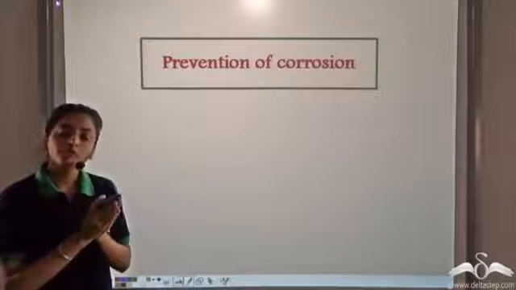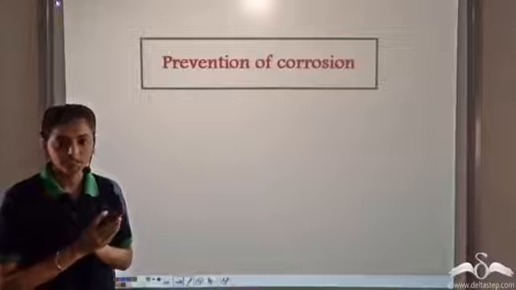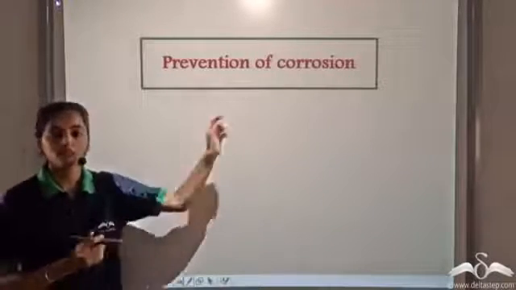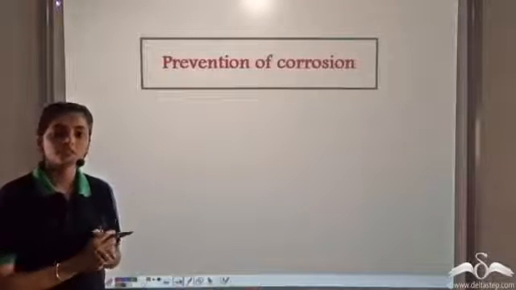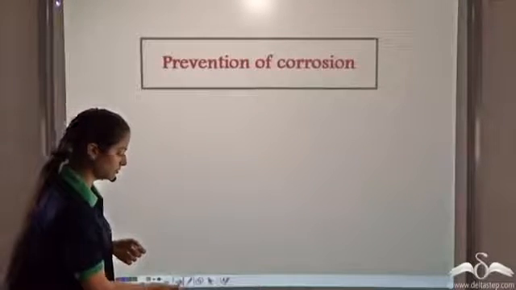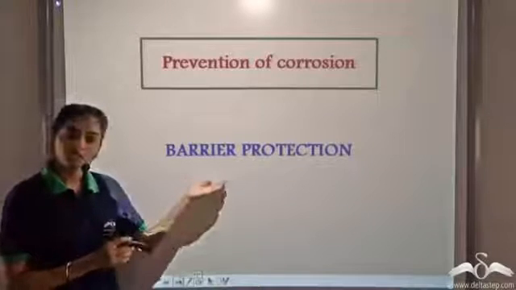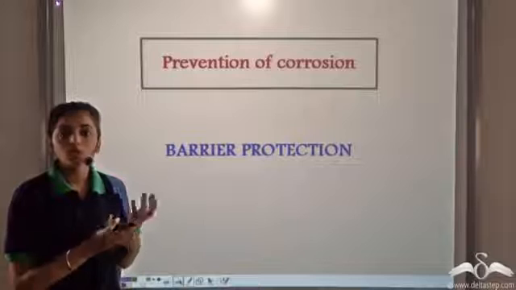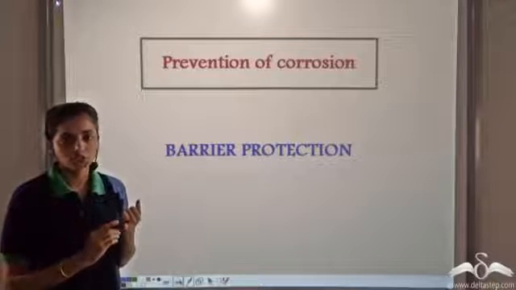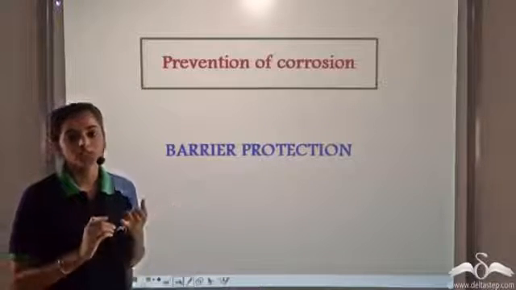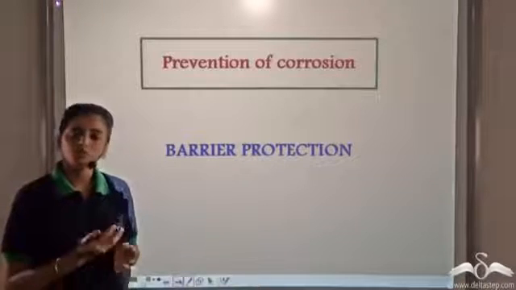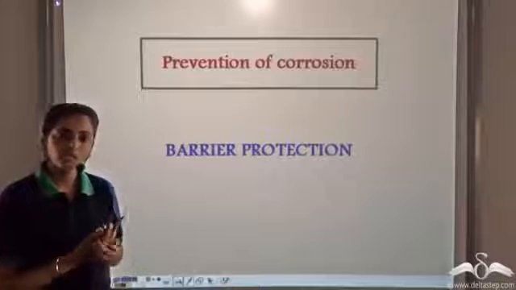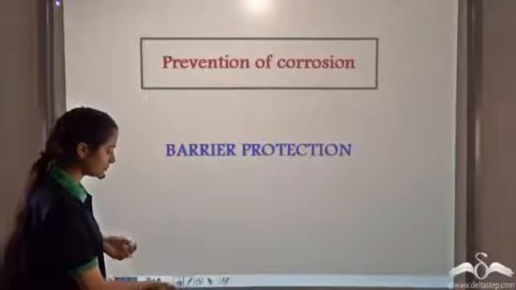So in order to prevent iron from getting rusted, we have to carry out some methods to prevent corrosion. And this is known as barrier protection. Barrier protection means we have to prevent the surface of iron from coming in contact with oxygen and moisture in order to prevent rusting or corrosion. There are different methods which we use to prevent corrosion. Let's see what they are.